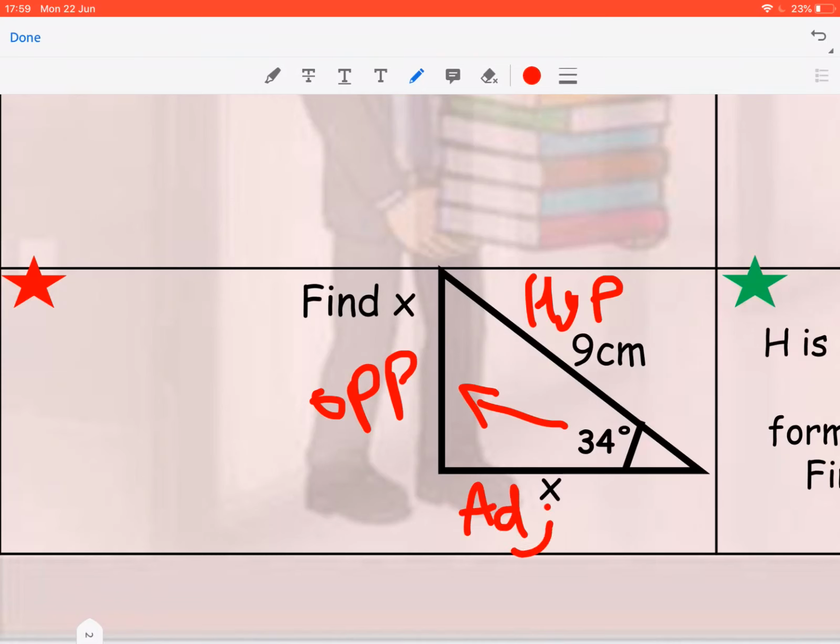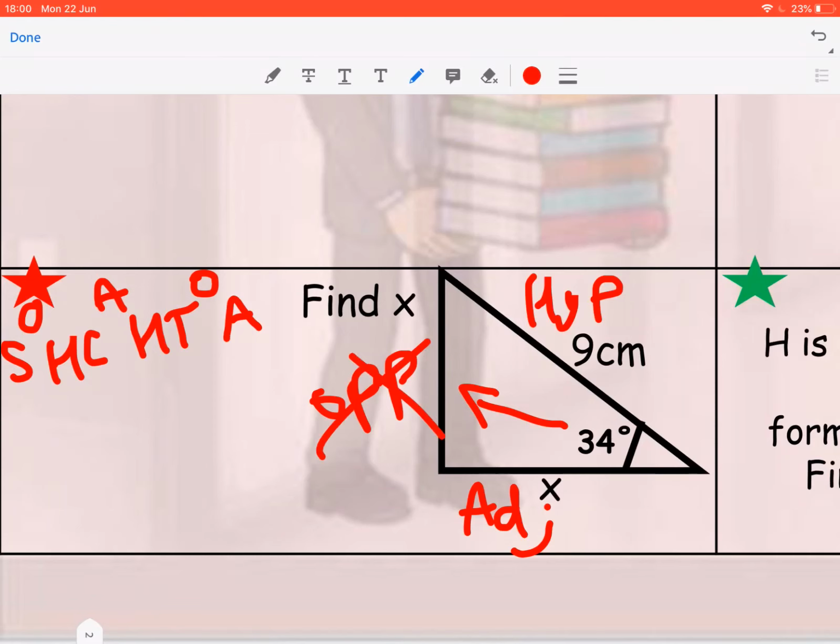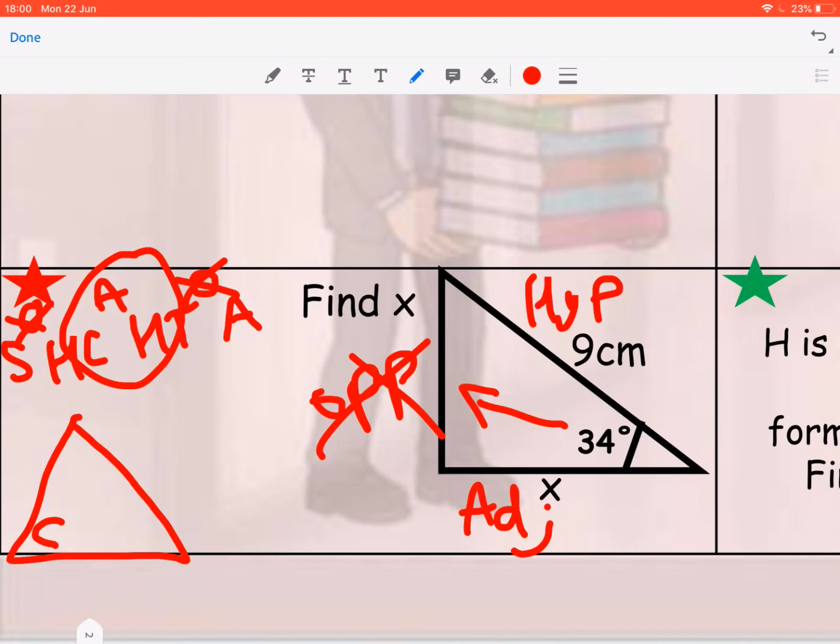Now, I'm going to do SOHCAHTOA for this whole diagram, okay? Look at the side that doesn't have a number or a letter attached. Adjacent has x, hypotenuse has 9, opposite doesn't have a letter or a number, so I'm going to get rid of it. You'll notice that CAH is the only one with 3 digits remaining, so I draw that as a triangle.